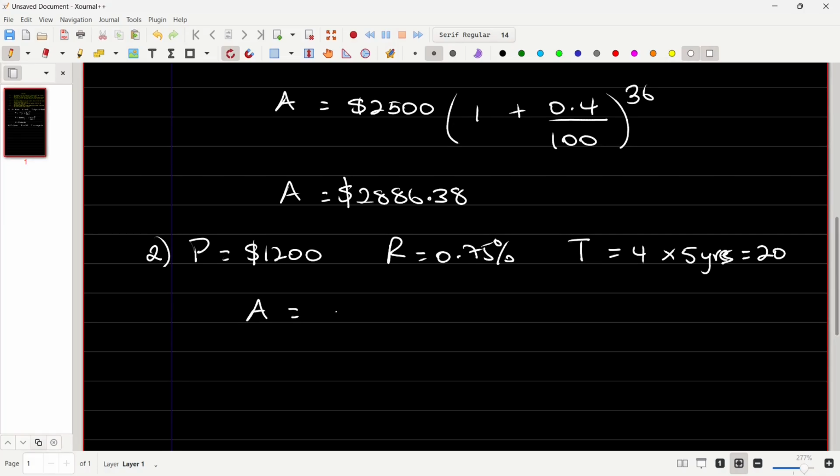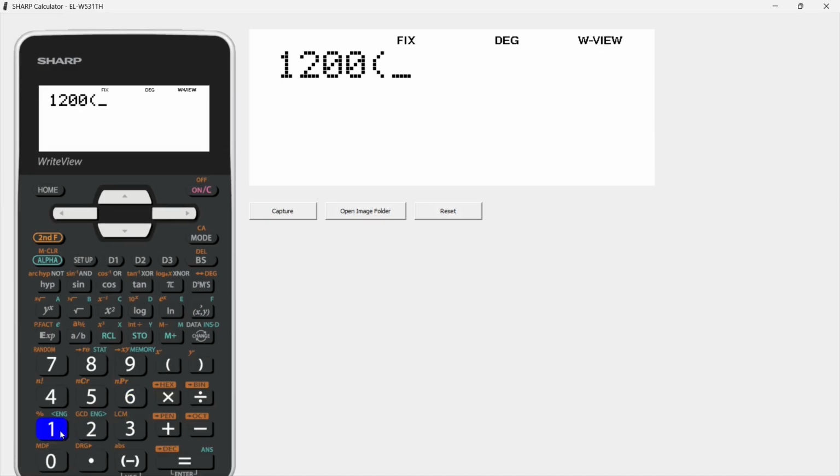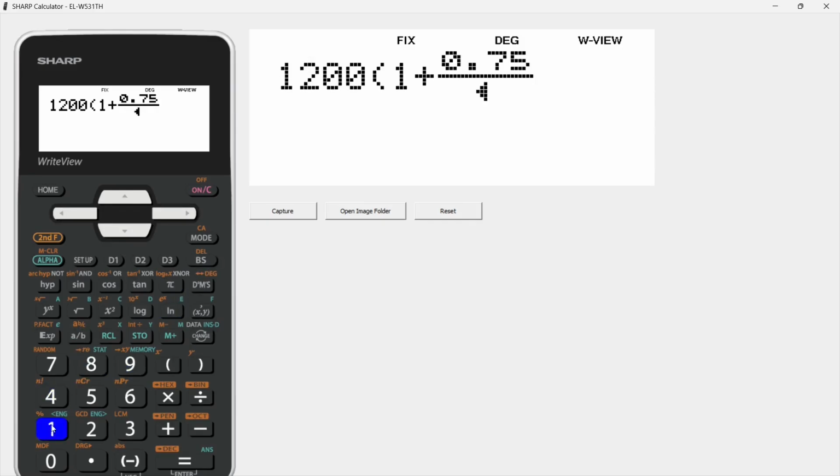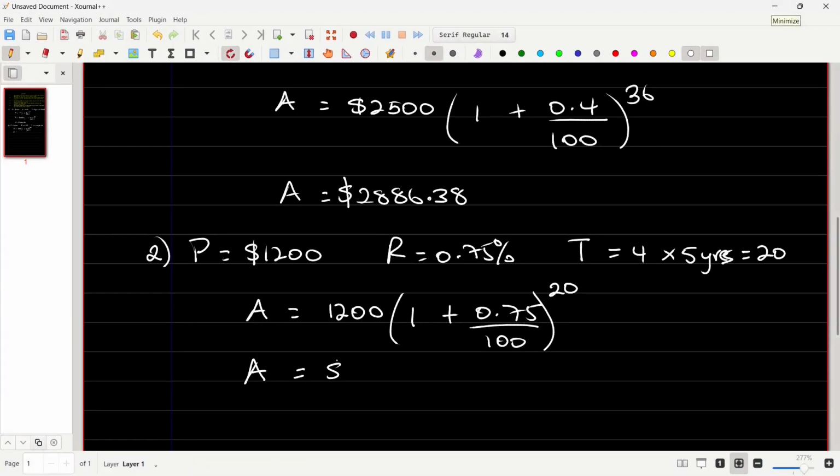So we're looking at the amount, and I'm just going to write down the values: 1,200 into 1 plus 0.75 over 100, close bracket, raised to the power of 20. Let me work that out on the calculator. We have 1,200, open bracket, 1 plus 0.75 over 100, close the brackets, raised to the power of 20, and we get 1393.42. That's how much it's going to be after that period of 5 years.